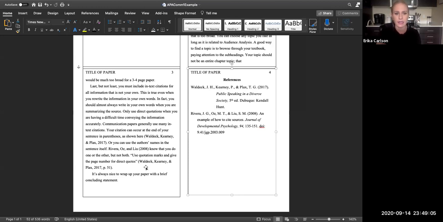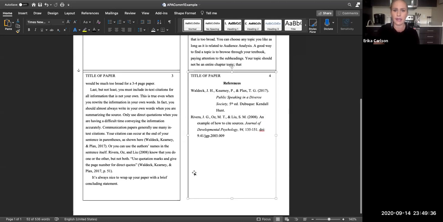And then you can see here another example of an APA in-text citation. We have Waldeck, Kearney, and Plax, 2017, but because we're using direct quotes, you have to include the page number so that the reader could go back to that direct quote that you're citing. So you don't need to include page numbers when you're putting things into your own words, but you do when you're using direct quotations.